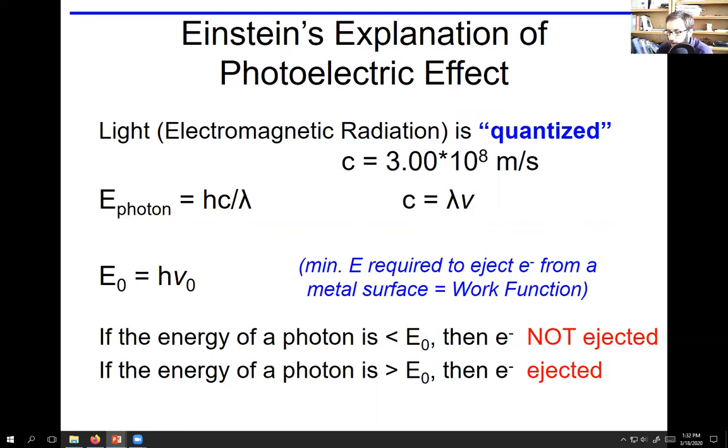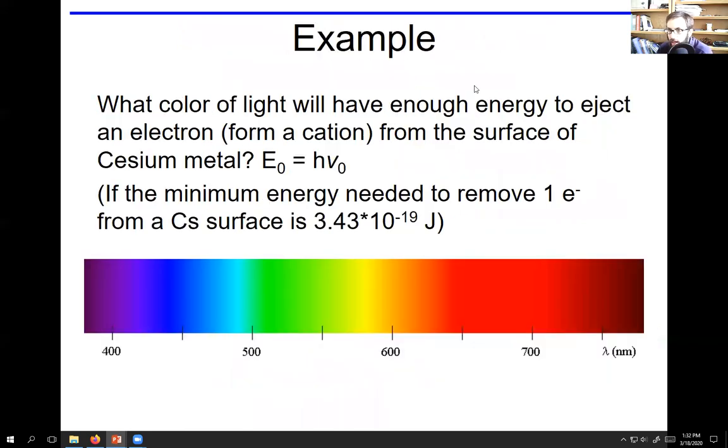Next video, we'll go over this problem with respect to the photoelectric effect.